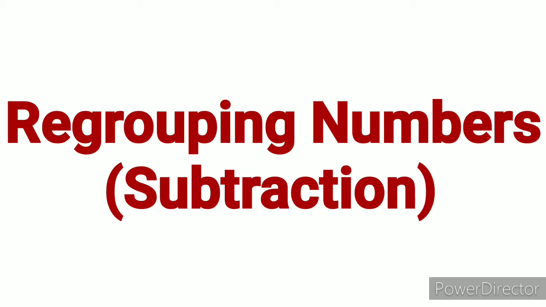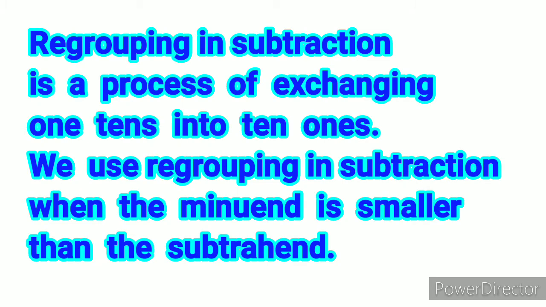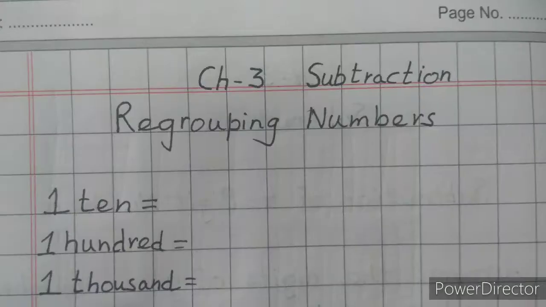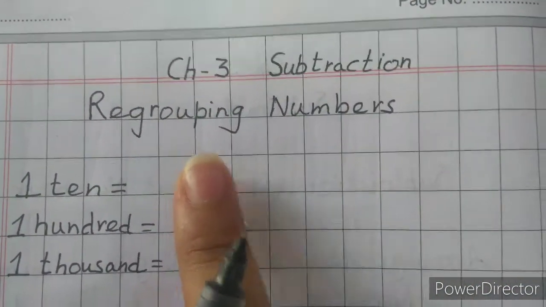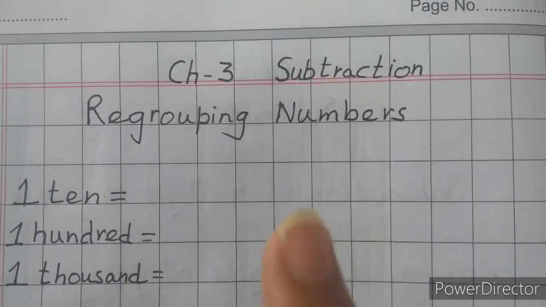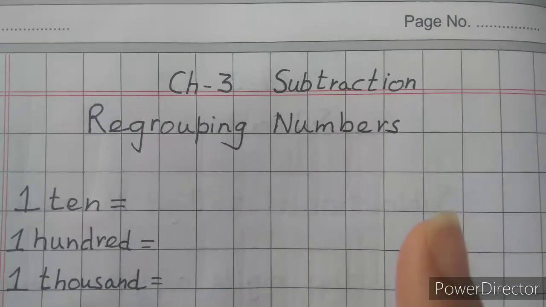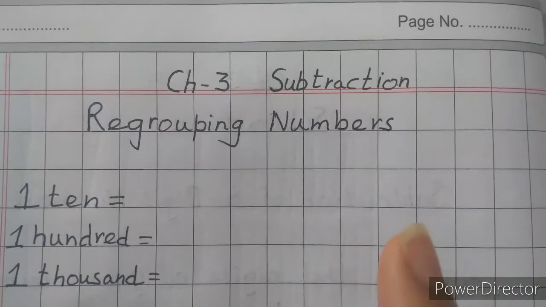Regrouping of numbers in subtraction means that we are borrowing. That is, it is the exchange of 1 ten into 10 ones, or 1 hundred into 10 tens. We use regrouping when the minuend is smaller than the subtrahend. Regrouping means to arrange the numbers, that is tens and ones, again according to their place value.